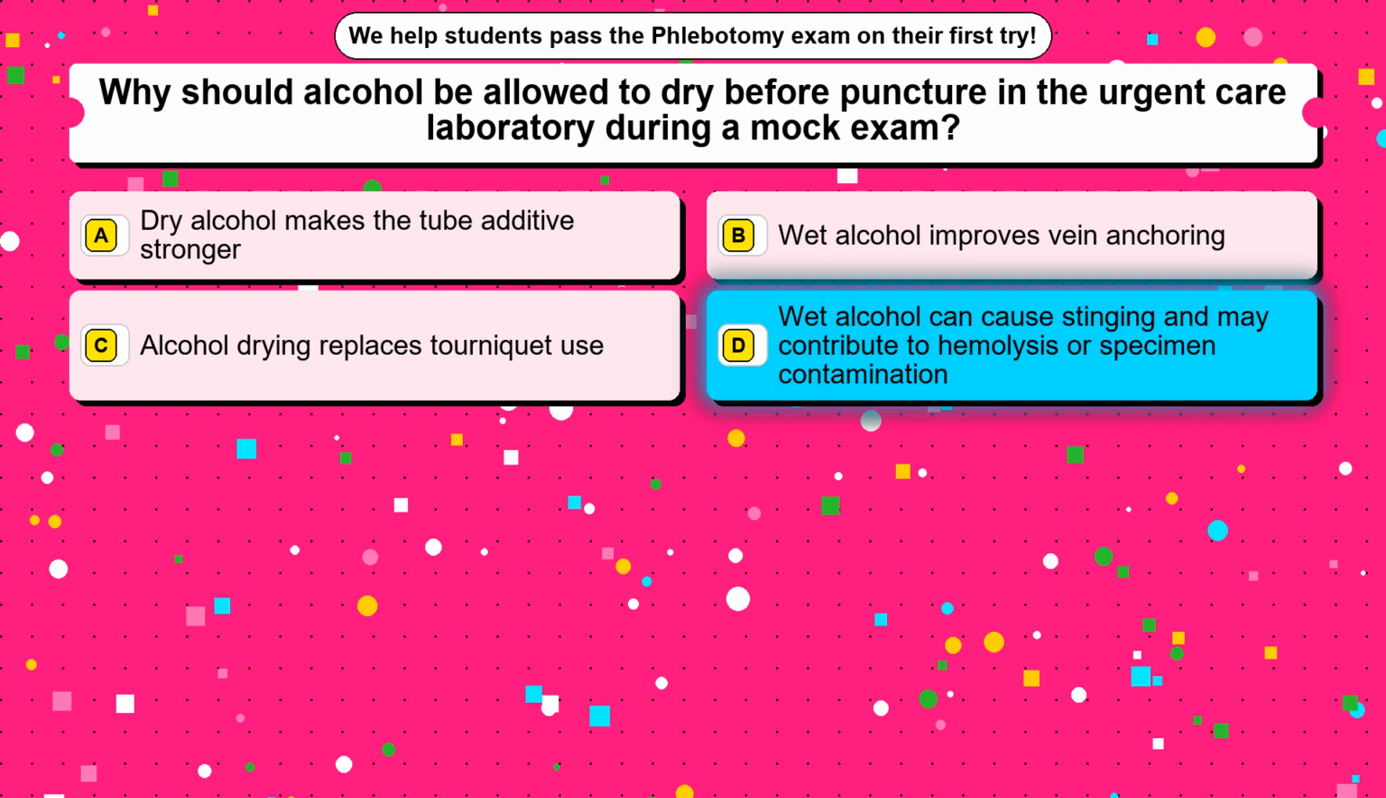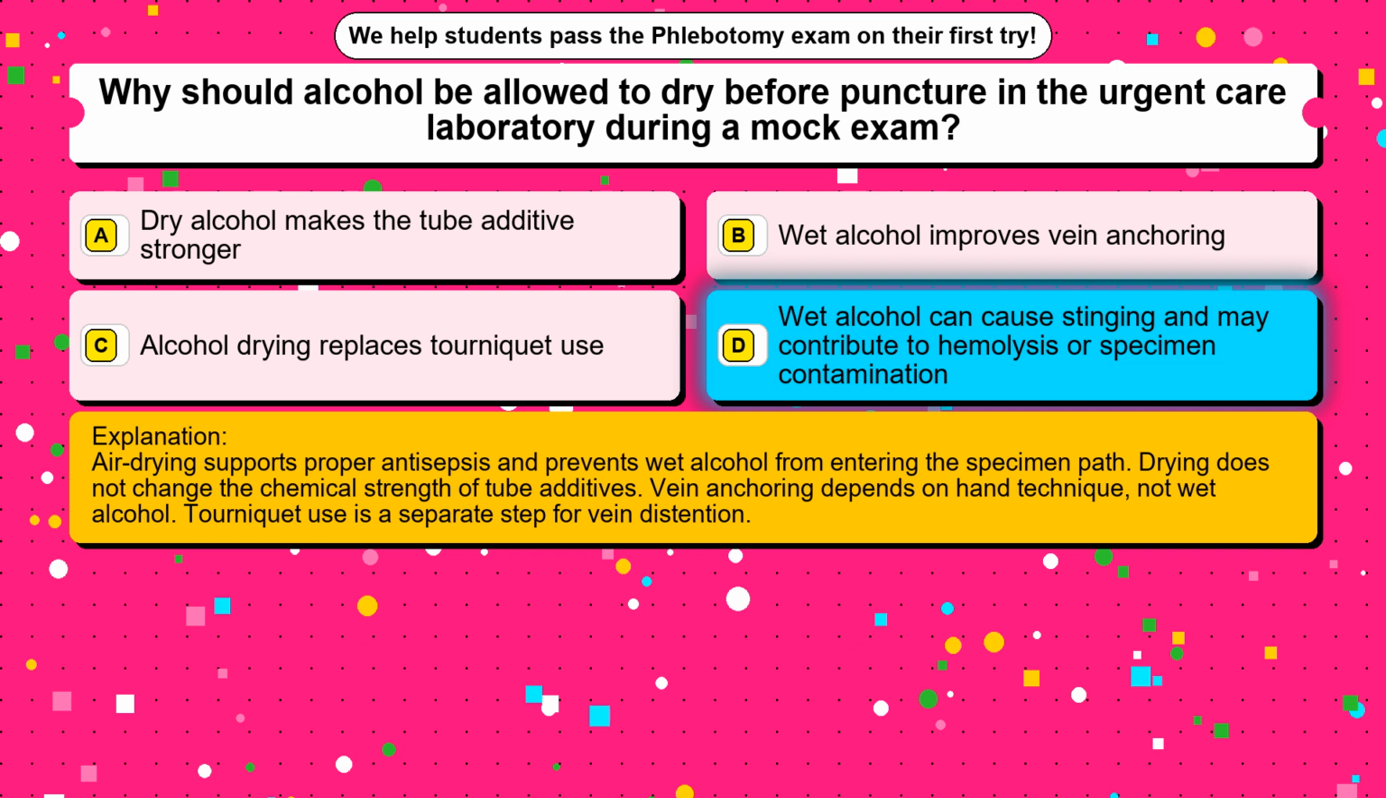The correct answer is option D. Wet alcohol can cause stinging and may contribute to hemolysis or specimen contamination. Air drying supports proper antisepsis and prevents wet alcohol from entering the specimen path. Drying does not change the chemical strength of tube additives. Vein anchoring depends on hand technique, not wet alcohol. Tourniquet use is a separate step for vein distension.